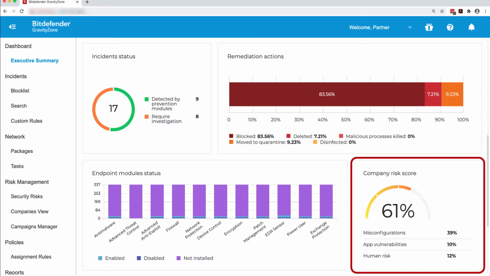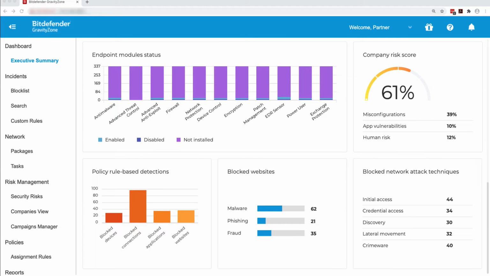Moving on, we see the overall company risk score broken down into its 3 primary components: endpoint misconfigurations, vulnerable applications, and human risk factors. Executive decision makers would likely keep a very close eye on this valuable metric, looking for steady improvement over time as additional risks are surfaced by the Bitdefender security tools and then addressed either automatically by GravityZone or corrected manually by the security team.